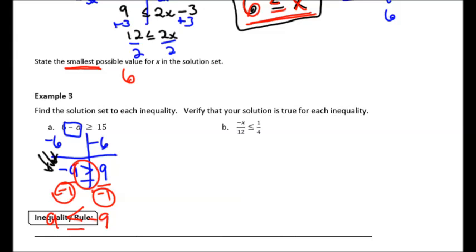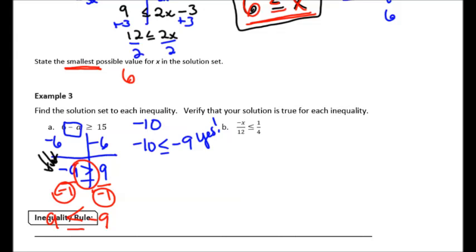Okay, so again, the directions say just to verify or make sure that your solution is true. How could we do that? Let's see, our solution set is saying that a is less than or equal to -9. So all the numbers in our solution set have to be less than -9. Pick a number that's less than -9. Let's try -10 and plug it into your original inequality and see if it works. Is -10 less than or equal to -9? Yes. Okay? That's all you have to do. Just make sure that your solution works.